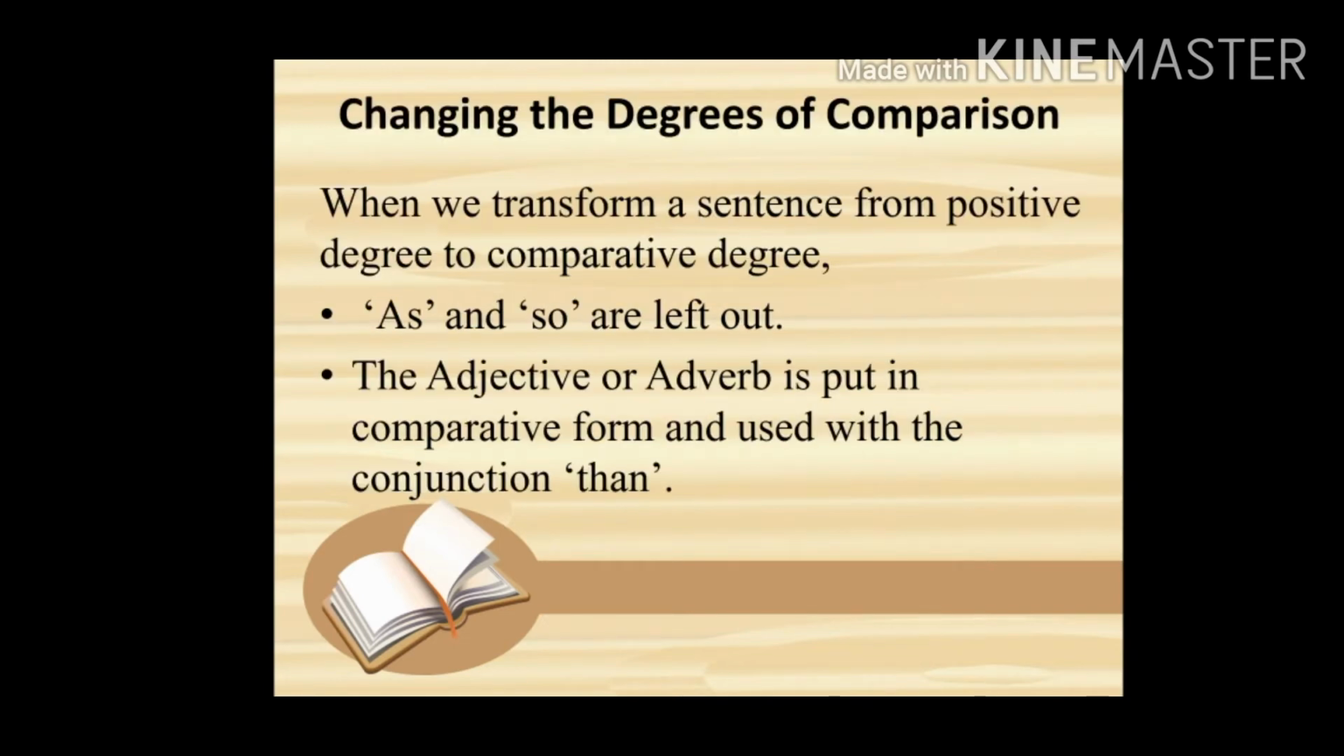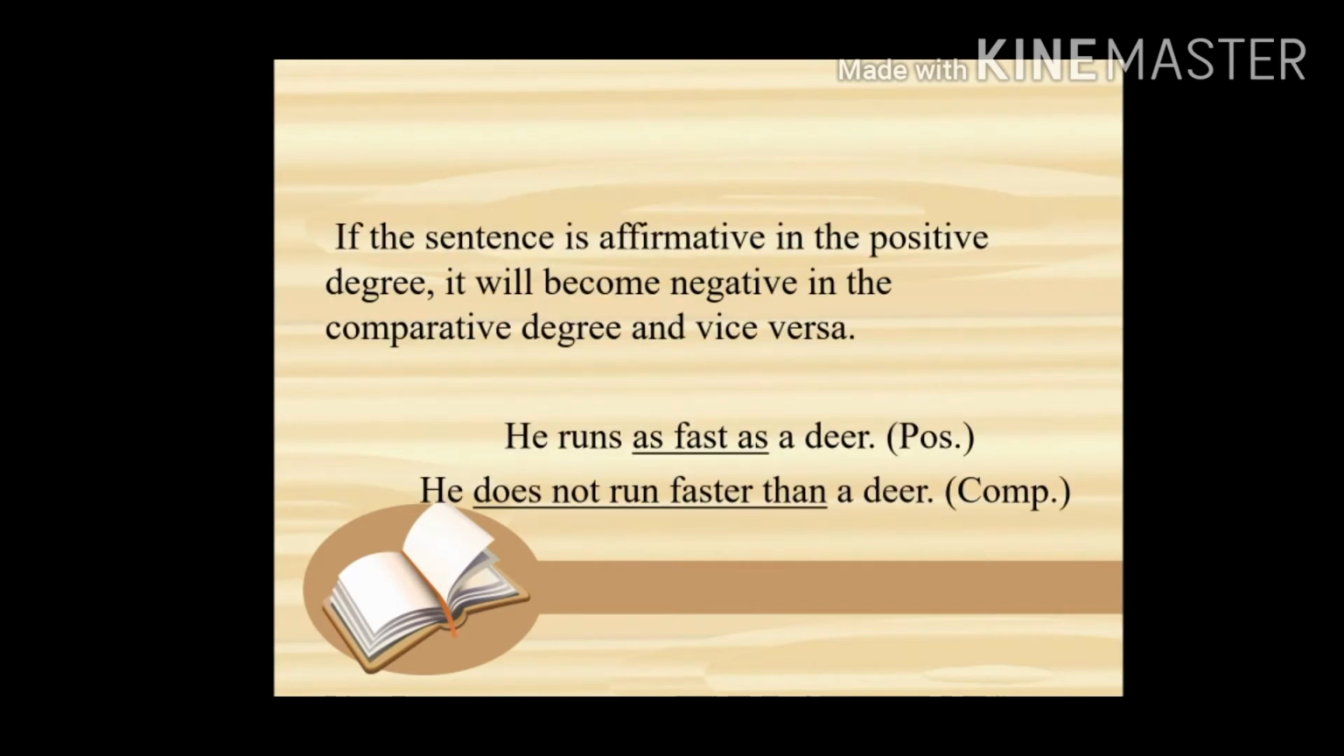It is possible to change the degree of comparison of an adjective or adverb in a sentence without changing the meaning of the sentence. When we transform a sentence from positive degree to comparative degree, as and so are left out. The adjective or adverb is put in comparative form and used with the conjunction than. If the sentence is affirmative in the positive degree, it will become negative in the comparative degree and vice versa.